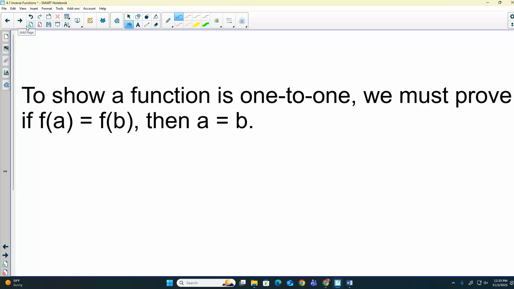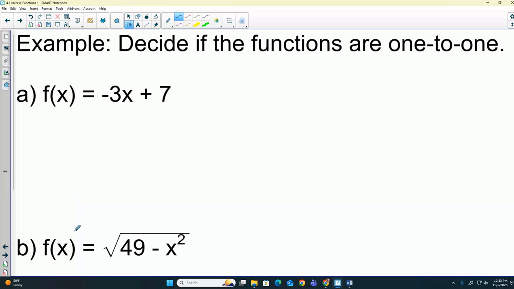So what we're going to do is put in two different x's, an a and a b, and we're going to pretend their y's are equal to each other. If you put in those two things and their y's are equal, we're going to work it out and see. If it tells us that a has to be equal to b, that means it's one-to-one. Otherwise, it's not. Sounds really complicated, but let's look at it.